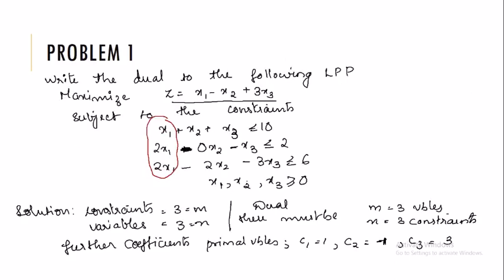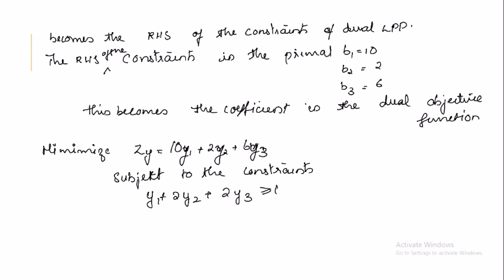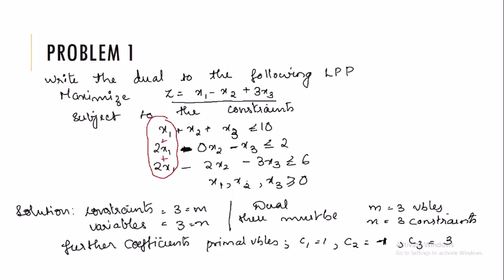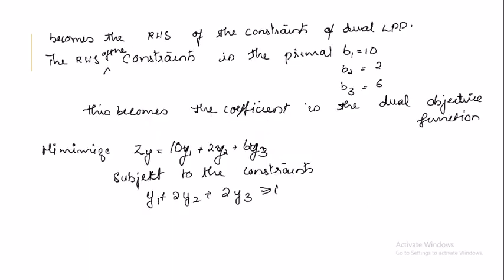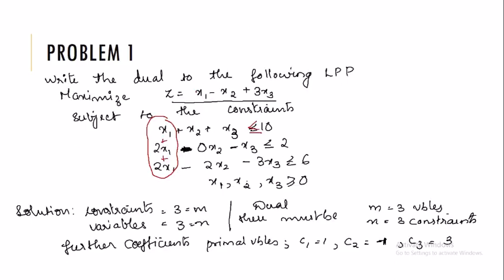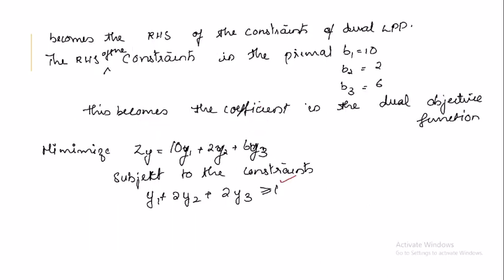So instead of x1 it will be y1 plus 2y2 plus 2y3. Fine. Now just see the inequality, it is less than or equal to over here, so I made it as a greater than or equal to sign. I'm finding out the dual. Now where did I get this one from? Yes, it is from the objective function, this one.